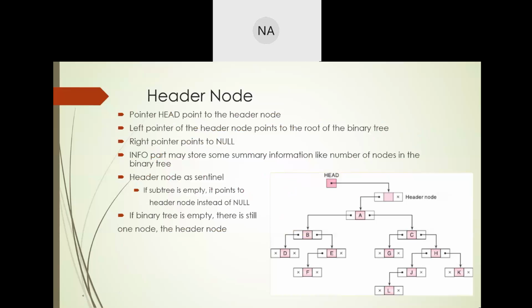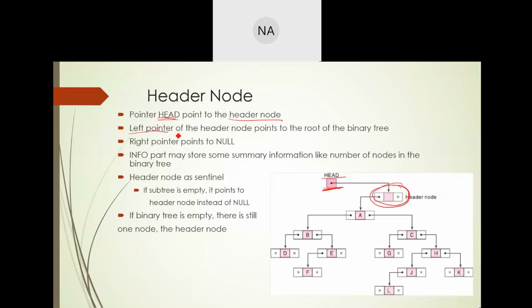Okay, header nodes. Like in the linked list, we can also have header nodes in the binary tree. So we have a special header node in the binary tree. We name it head. You can name that header node anything, but here in this example we are using head. So we have a pointer variable head, which points to the header node.